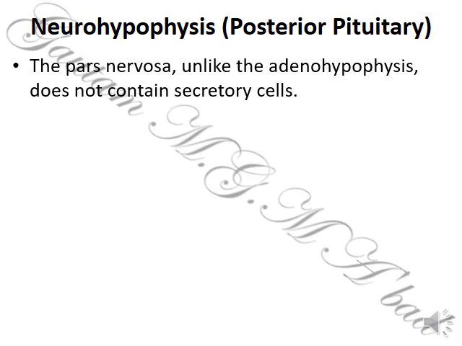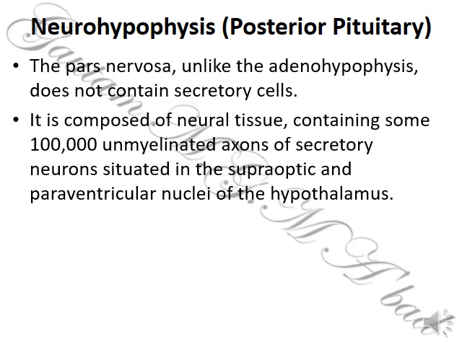Unlike the anterior part, it has very few cells. It doesn't secrete anything, it accumulates. That is the difference we have to remember. It accumulates a large amount of the secretions, or neurotransmitters, secreted by the hypothalamus.